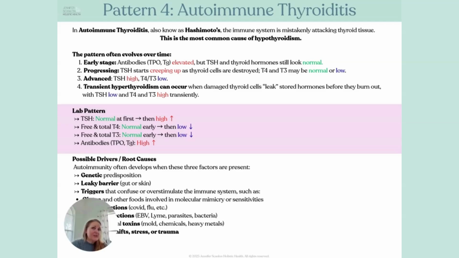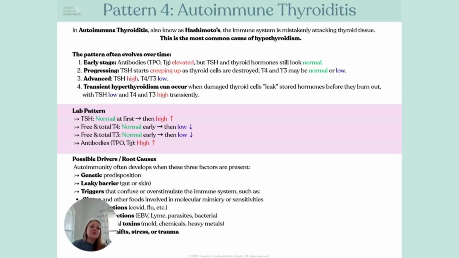Possible drivers of autoimmune thyroiditis. There are a lot. Like I said, I wrote my thesis on this, so I could talk about this for days, but I will try to keep it brief. The leading theory on autoimmunity is that 3 factors need to be present. You need a genetic predisposition, you need a leaky barrier, usually skin or gut. It's usually gut, but sometimes it can be skin. Like if you have eczema or psoriasis, you can get bacterial triggers to come in through your skin.